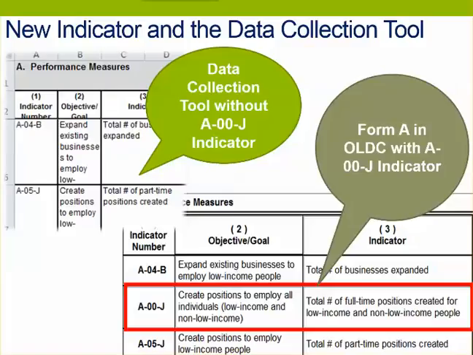And you will just need to track the positions created for non-low income individuals using a different method outside of the data collection tool. And then when you're using the data collection tool to input data into OLDC, you'll just need to pay special attention and ensure you are entering in the data in the actual to date column for the correct indicator, since the data collection tool now looks slightly different than Form A in OLDC, since Form A has that new indicator.